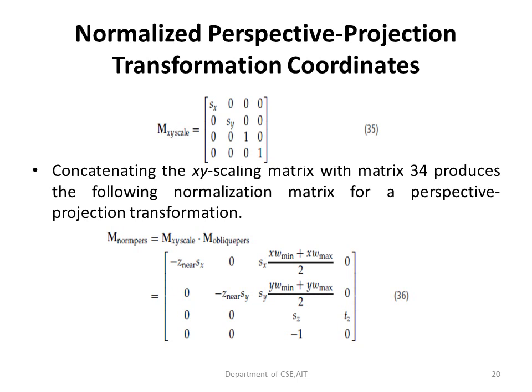Now we are going to concatenate the xy scaling matrix with the matrix for the oblique perspective. In the previous lecture we calculated that one, and now it is going to produce the following normalization matrix for perspective projection transformation. So the M normal perspective is a combination of the matrix on the xy scale and the matrix on the oblique perspective.